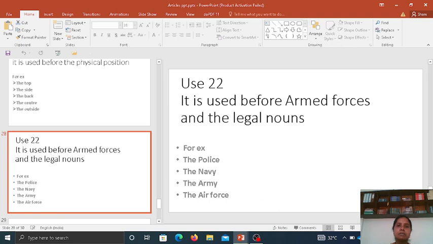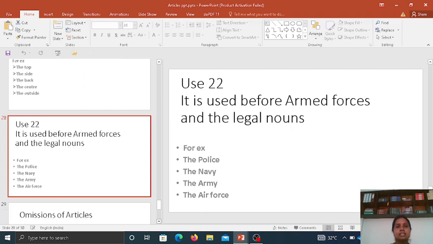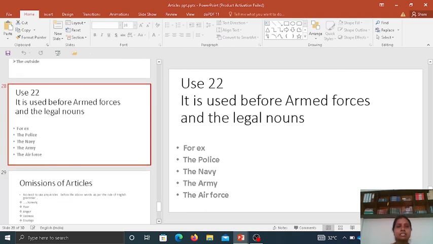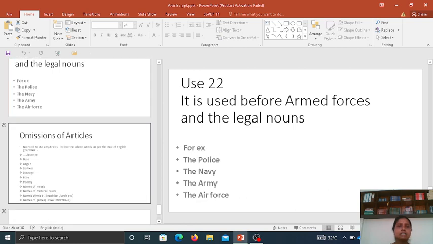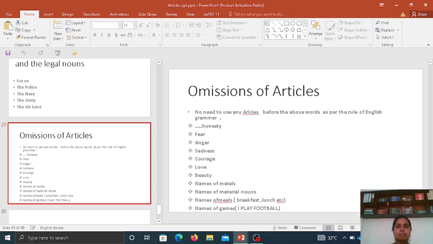Then use number 22 of the, it is used before armed forces and legal nouns. For examples as given here: the police, the navy, the army, the air force. These all are legal nouns and armed forces. So we should use the before those forces and legal names.